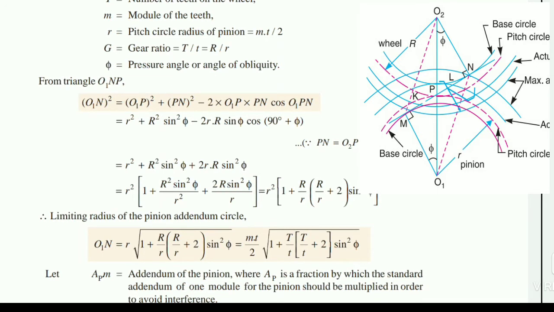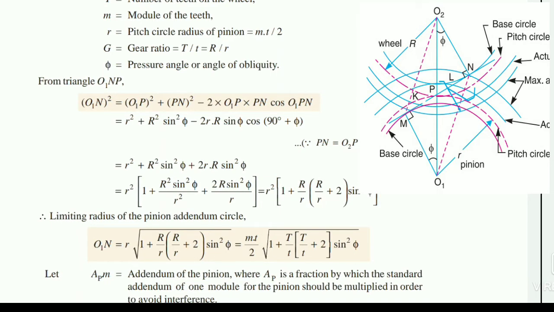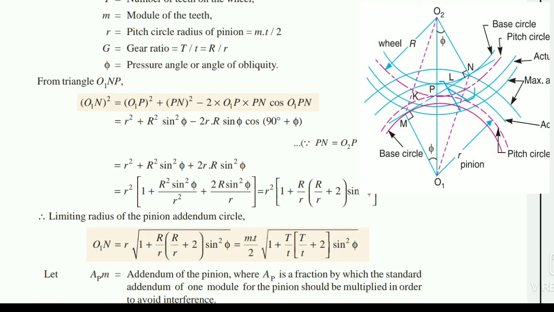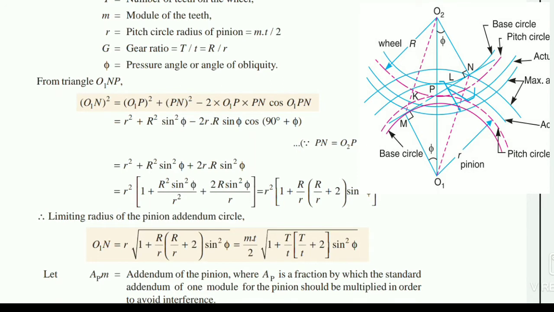Now what is O1P? O1P is nothing but small r. And PN we have already found in the previous derivation, that is R sin phi, so I am not explaining it again. Substituting everything directly: minus 2 r into capital R sin phi into cos of angle O1PN. What is cos O1PN? To find that angle, we first have to take the other, smaller triangle below, that is O1MP.